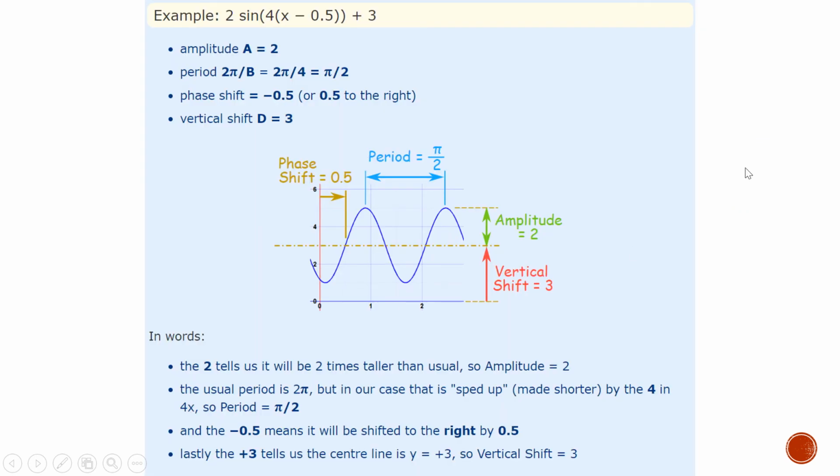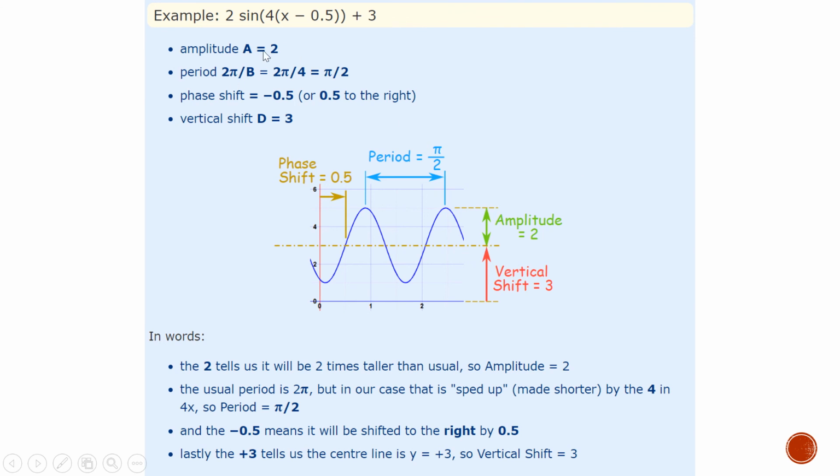Okay, so for example, 2 sine 4x take 0.5 plus 3. Okay? So A is 2, so therefore the amplitude is 2. Therefore, our graph is going to go from the midpoint, and then from the midpoint, it's going to go 2 in each direction. So we have our midpoint here, and amplitude is going to be 2.